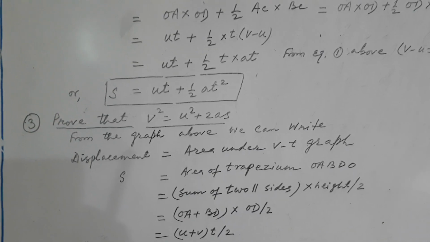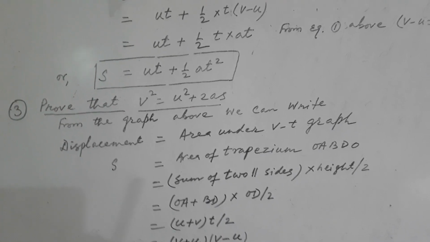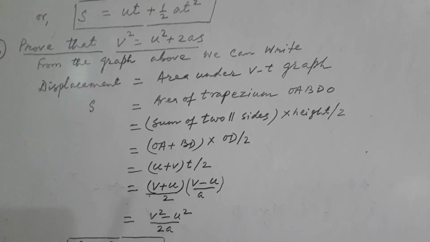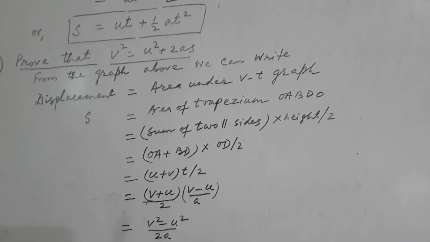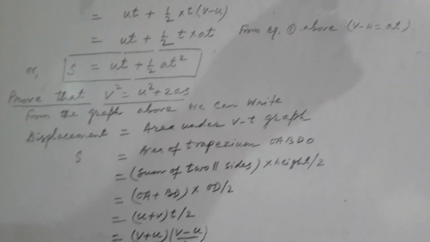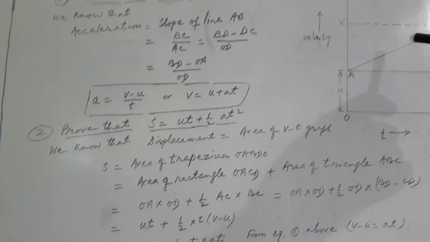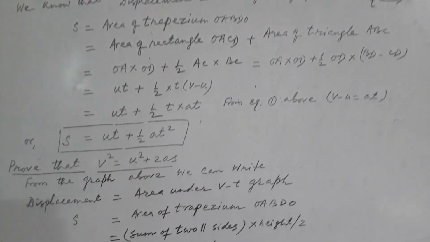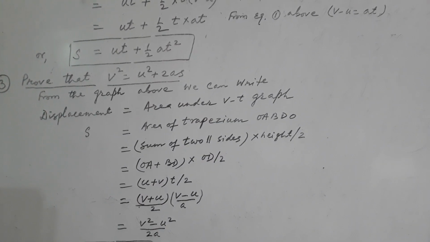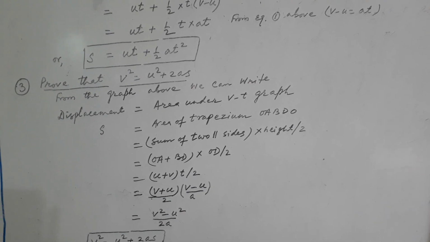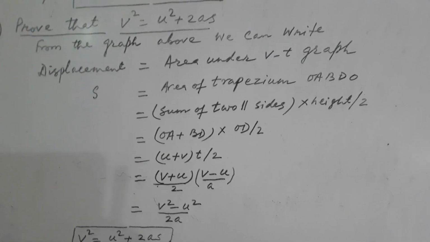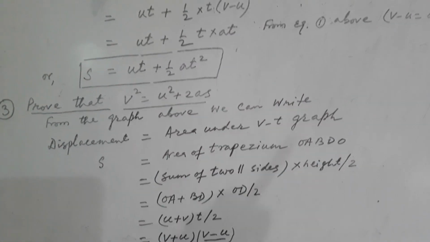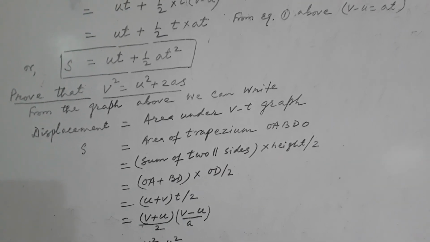Now the third equation, v square equals u square plus 2as. Once again we can write displacement equals the area under the VT graph, and the area under the VT graph in this case is replaced by the area of trapezium OABDO. So the area of trapezium is the sum of two parallel sides into height divided by 2. Now we put the values of the two parallel sides, OA and DB, so OA plus BD into OD by 2.